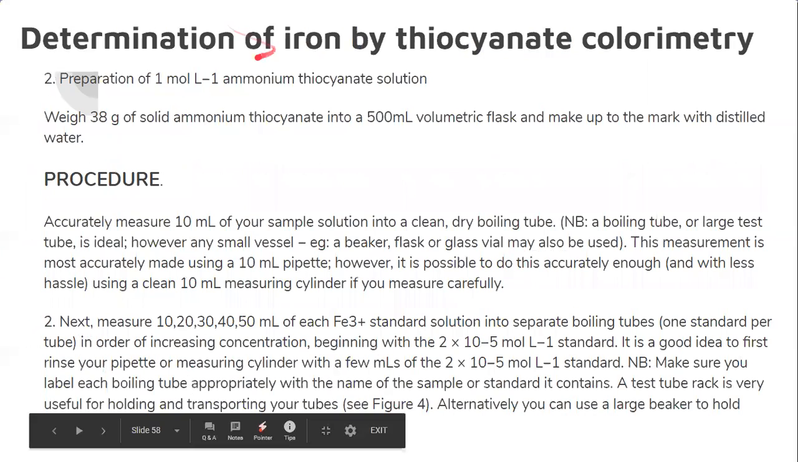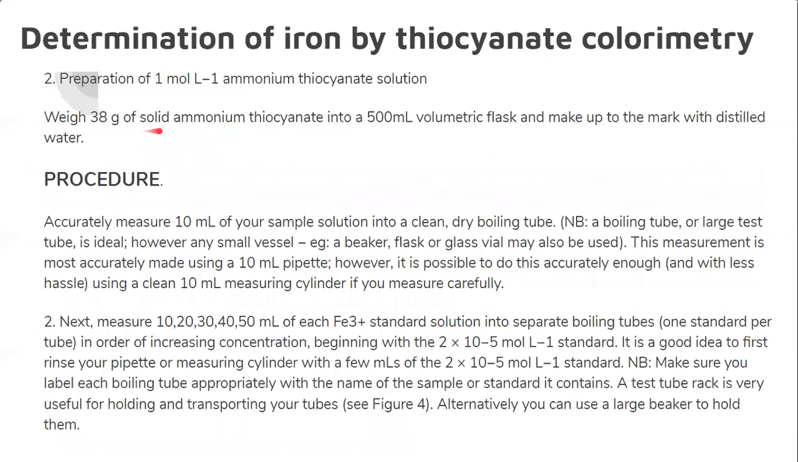Then after that, prepare ammonium thiocyanate. Weigh 38 grams of solid ammonium thiocyanate and transfer it into the 500 ml volumetric flask, and then dissolve it. How? By adding a little amount of distilled water and shaking it vigorously. By repeating this 2 or 3 times, the whole ammonium thiocyanate will be dissolved in water. After complete dissolution, make up the volumetric flask up to the mark with distilled water. Thereby we can prepare 1 molar ammonium thiocyanate.